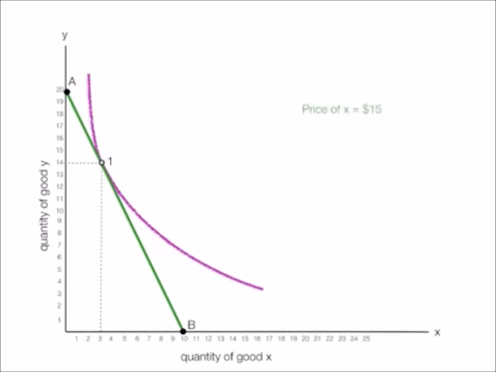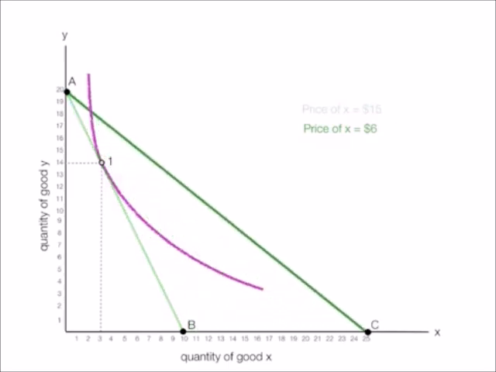Now imagine the price of good X drops from $15 down to $6. We can take 150, which is total income, divided by 6, which is the price of X, and this will tell us how much quantity of good X we can buy, which turns out to be 25. The consumption of good X increases to 25, and the budget line rotates around point A and shifts out to point C, which you'll see in just a second. There it is right there.